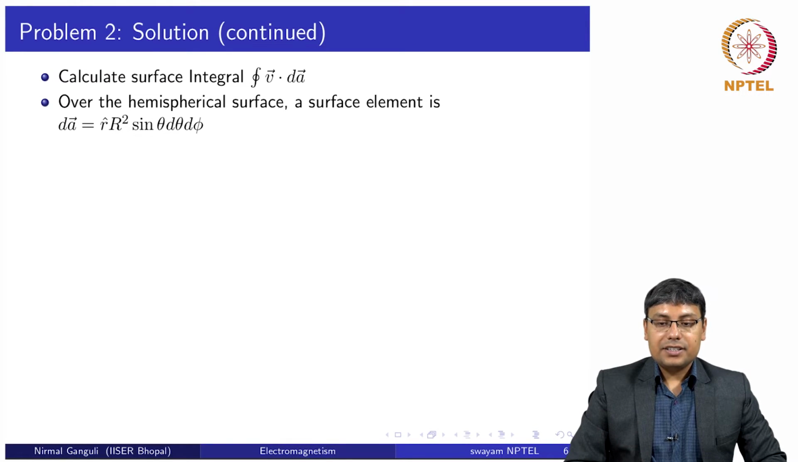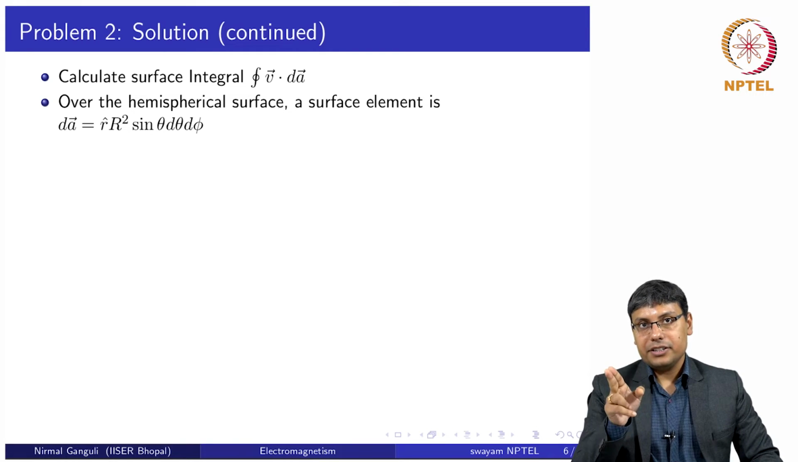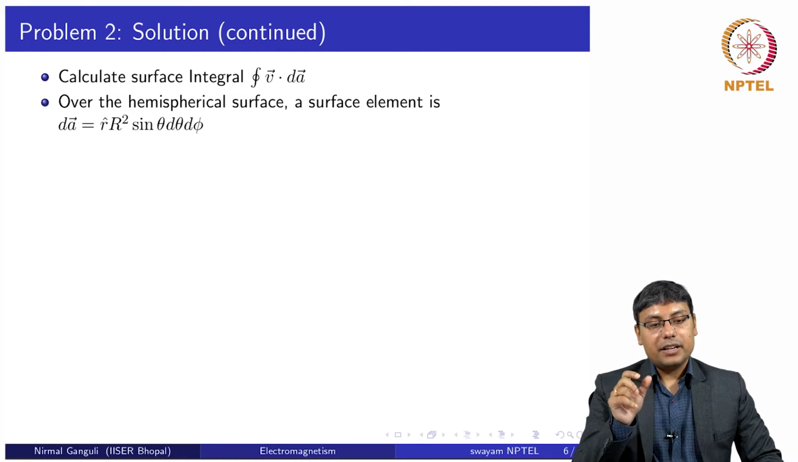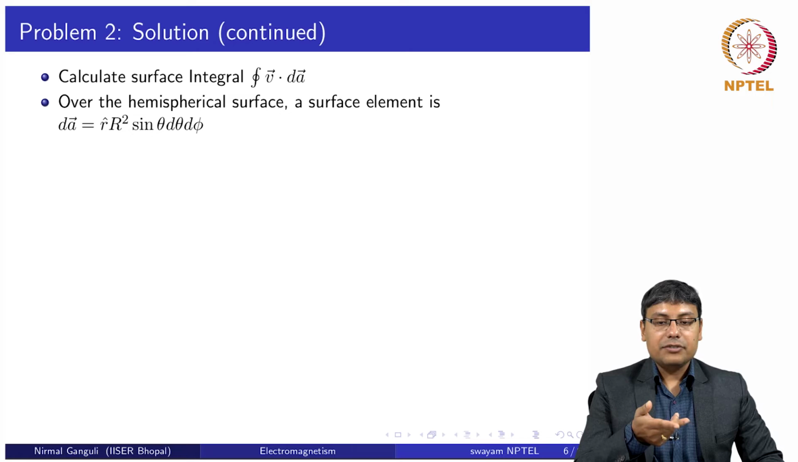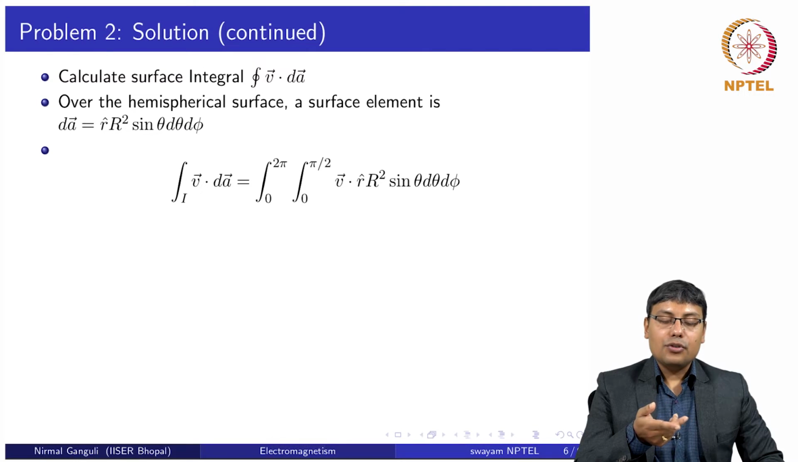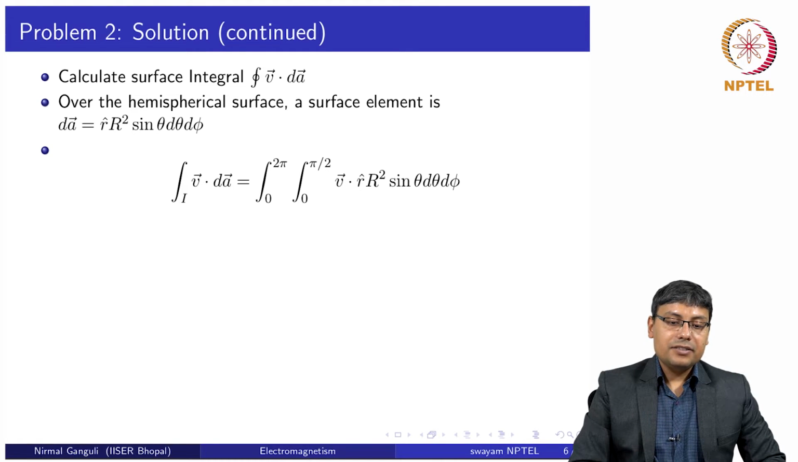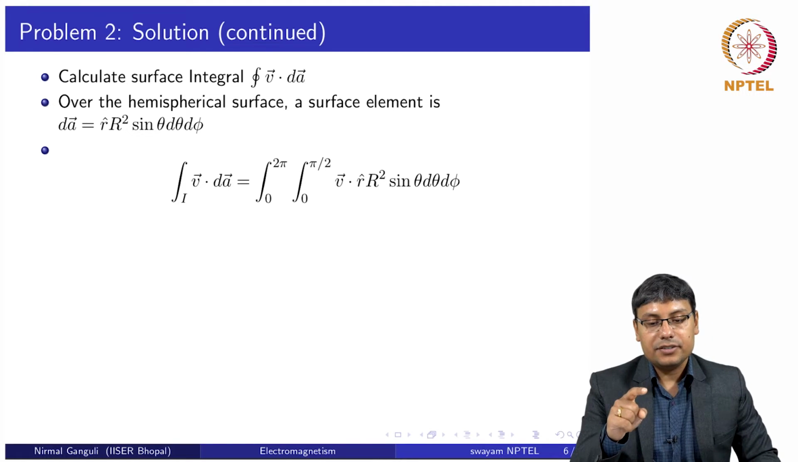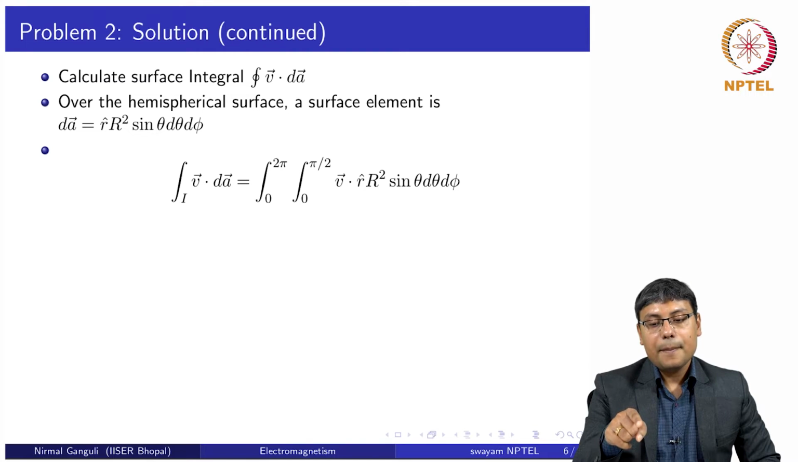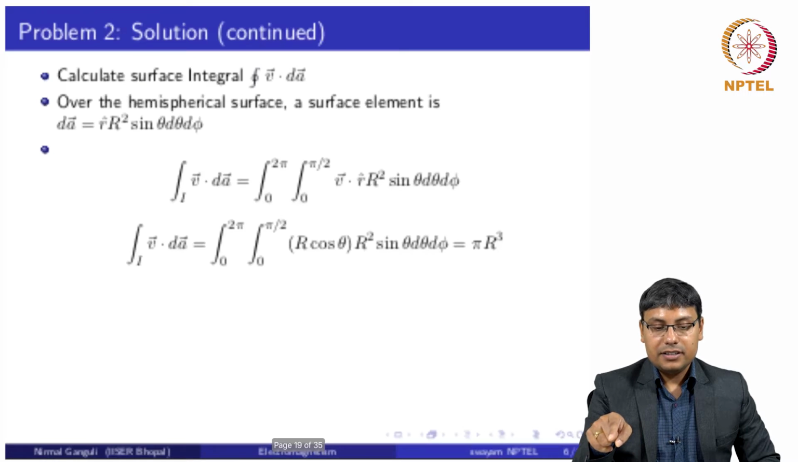Over the hemispherical surface, we can take the surface element dA vector that is along the r cap direction, perpendicular to the surface, and the magnitude of that element is r squared sin theta d theta d phi. That is something we are already familiar with. So, over that hemispherical curved surface, the surface integral of v dot dA becomes: the range of phi is from 0 to 2 pi, the range of theta is from 0 to pi by 2. We have v dot r cap times capital R squared sin theta d theta d phi.